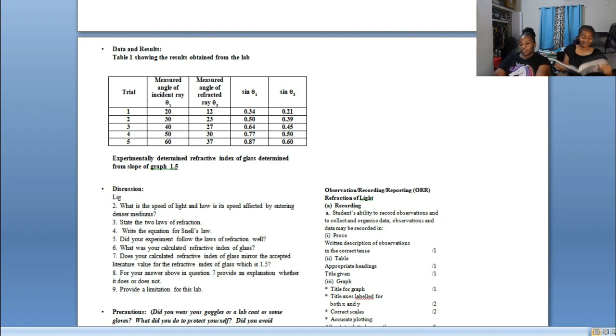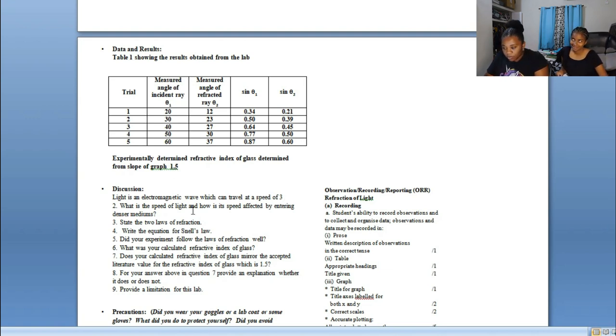Right, so you said light is an electromagnetic wave which can travel at a speed of 3 times 10 to the 8 meters per second. Yes.